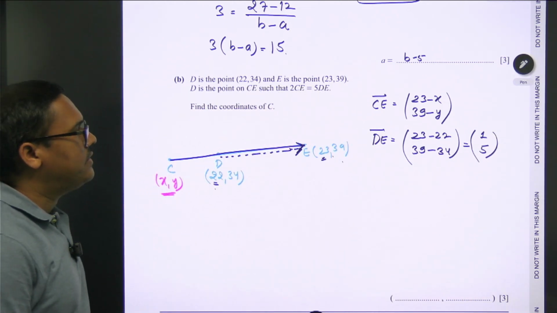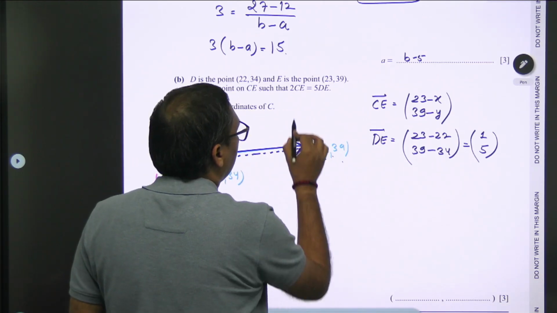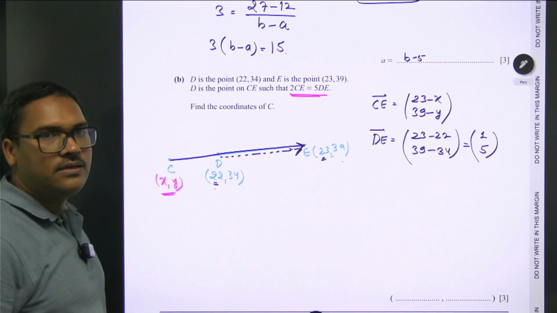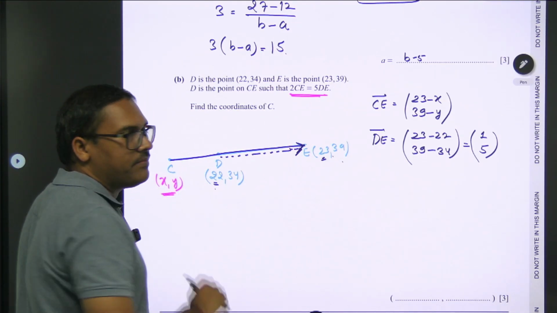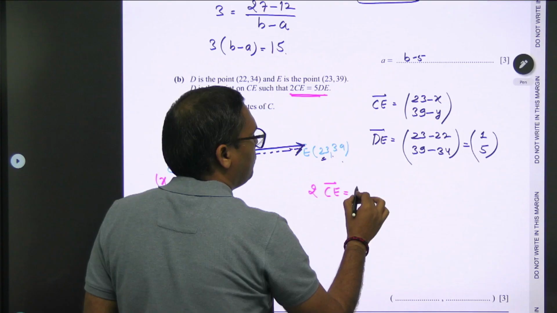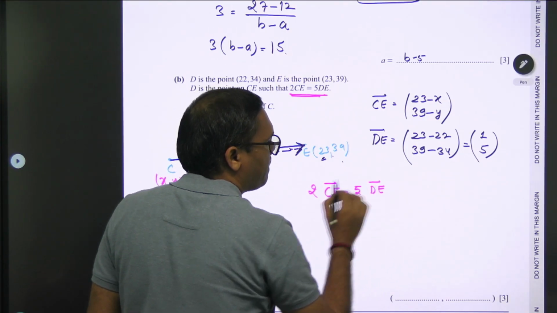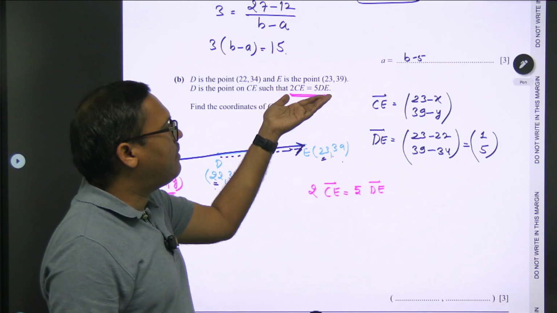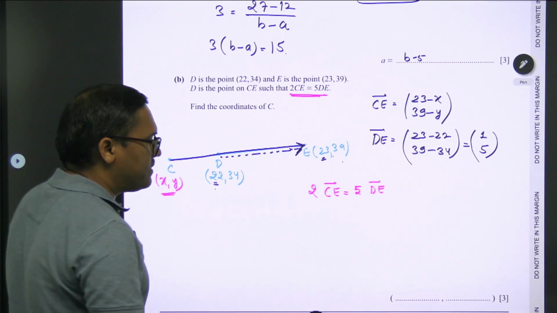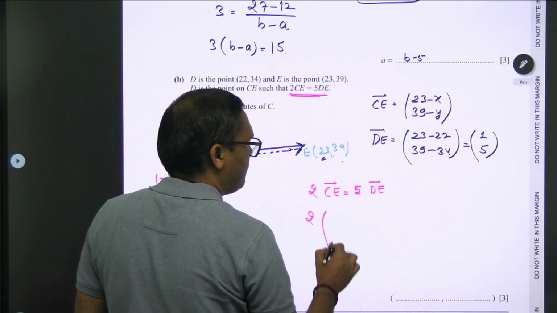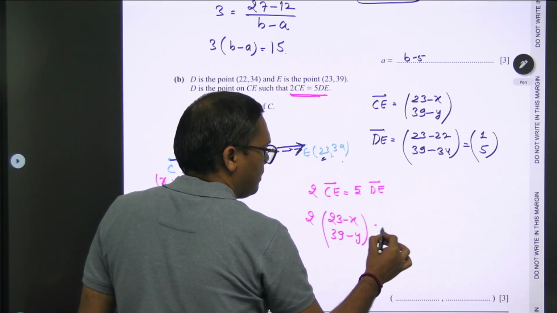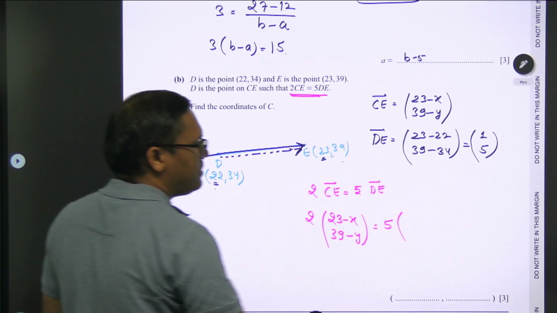That is very important, because now see, it is given that 2 times CE is 5 times DE. Now we have assumed that the directions are same. So can I say 2 times CE vector will be equal to 5 times DE vector, because directions are already same. So I have applied the condition for magnitude also. So if the magnitudes are in this ratio, vectors will be of this length. Now what is this? This is 2 times CE vector, which is 23 minus x, and 39 minus y. This is 5 times DE, which is 1, 5.